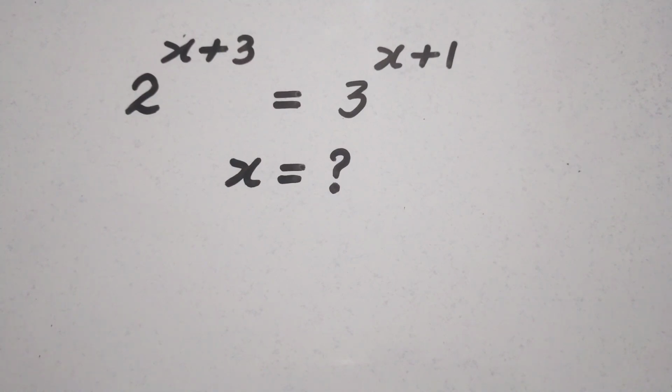For this exponential problem, 2 power x plus 3 is equal to 3 power x plus 1. So let's come to the solution.